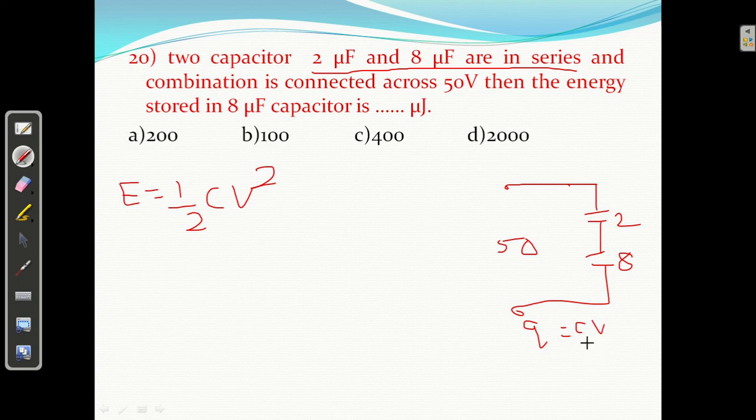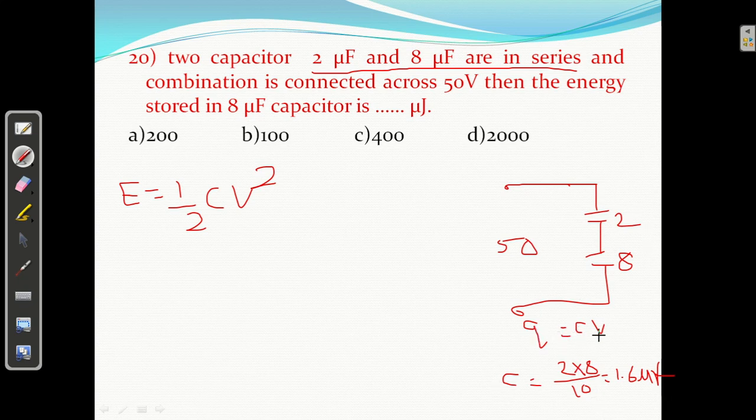Okay, and C, what is the value of C? C equal to 2 into 8. If they are in series, C1 into C2 upon C1 plus C2. 2 into 8 upon 2 plus 8, 10. 16 upon 10, 1.6 microfarad. So you will get that as the total equivalent.